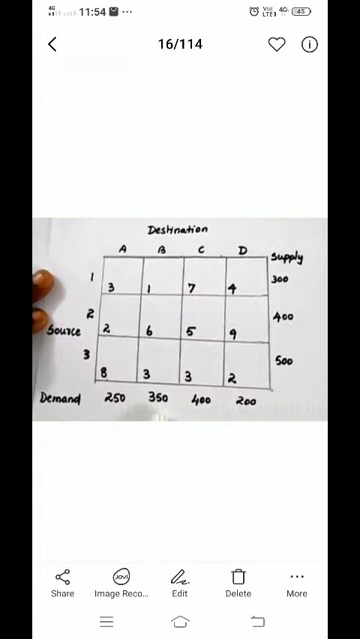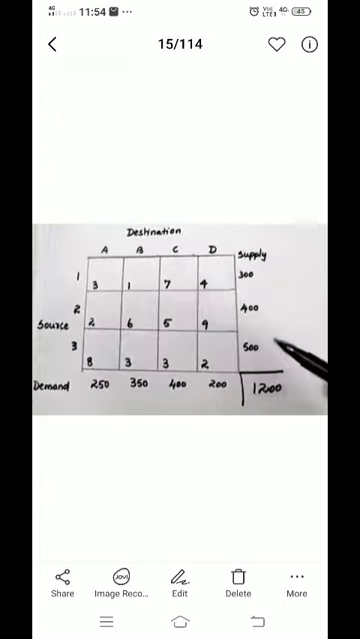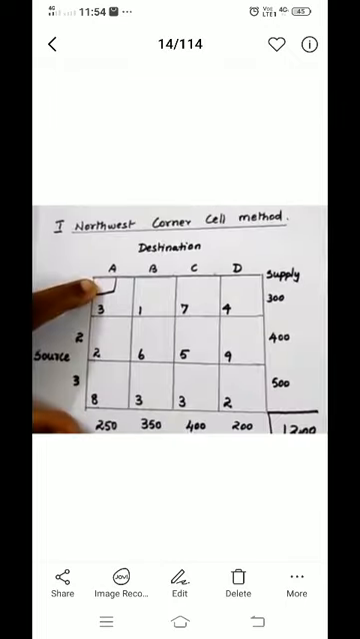This is a balanced problem. Here 300, 400, 500, by adding these, it is 1200. This is the supply. And 250, 350, 400, and 200 is the demand. By adding all those demands, it is also 1200. Now it is a balanced problem. Now we are identifying the northwest corner. Here A is the corner, and this first cell is the northwest corner.